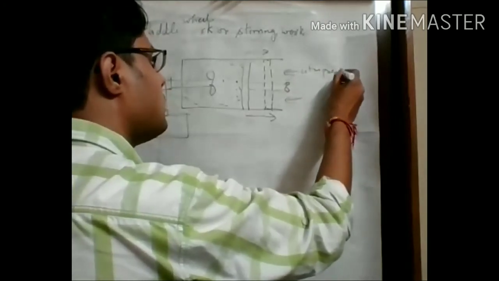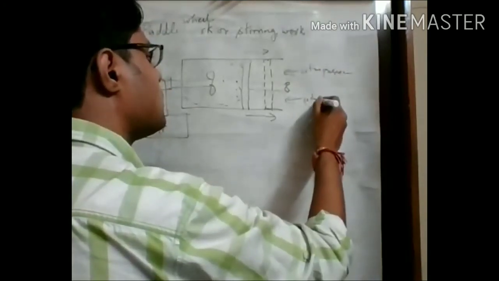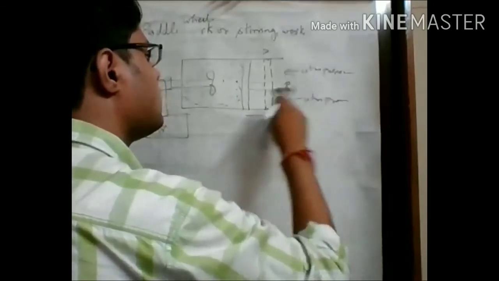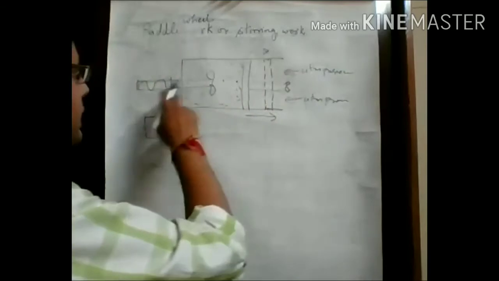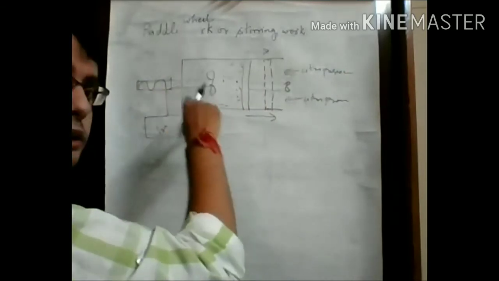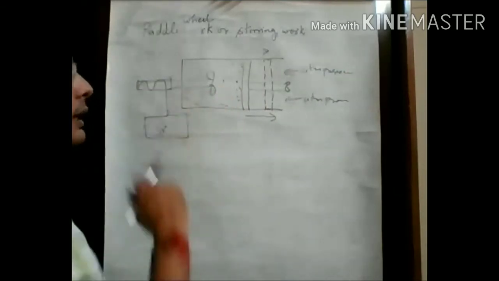This is the positive work, because it is work done by the system, and this paddle work is work done on the substance. That's why it is a negative work.